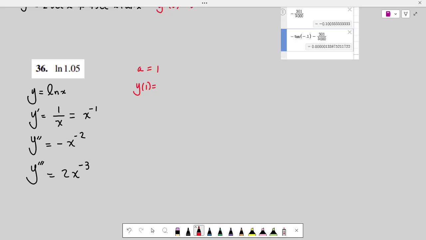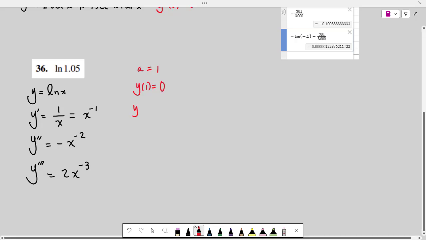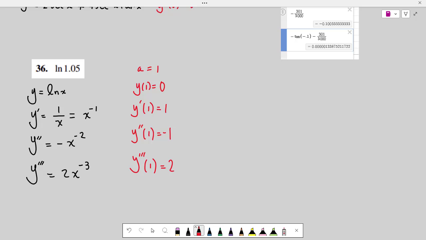So what is y of 1 then? What's natural log of 1? 0. And then y prime of 1? Y double prime of 1? Y triple prime of 1? Negative 1. 2. That's 2 over 1. So we're plugging a 1 in here. 1 to the negative 3 is 1 times 2. 6.